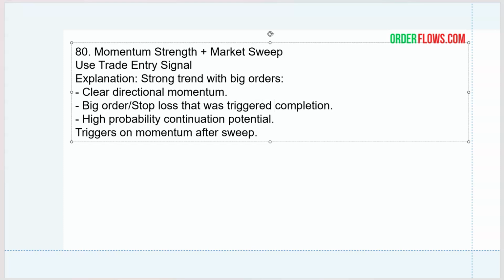People have this misconception that people are always gunning for their stops, but stops just get triggered in the everyday trade that takes place in the market. So you have clear directional momentum taking place. Obviously, what I just talked about, a big order or stop loss that was triggered being completed, which is your sweep. It's a high probability continuation potential, and it triggers on the momentum after the sweep.